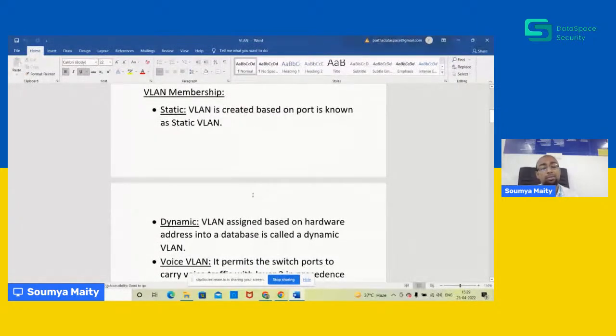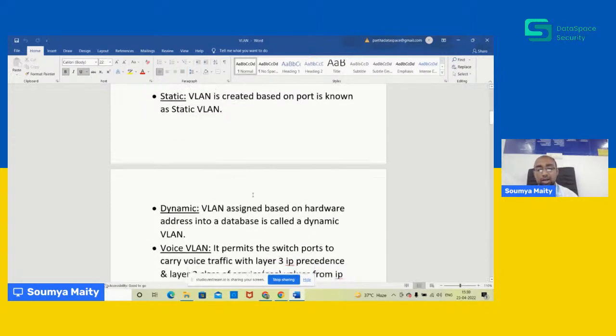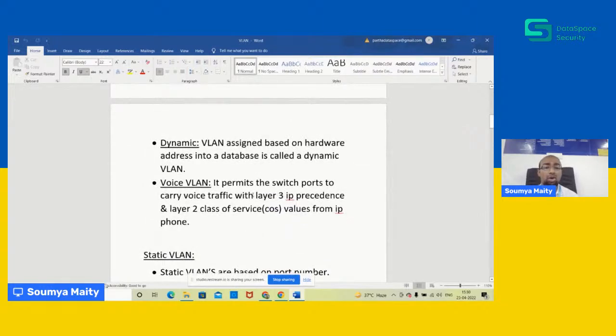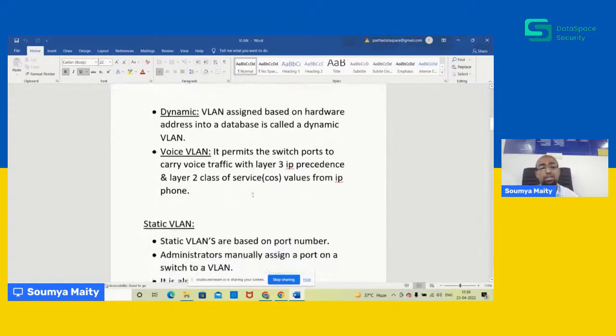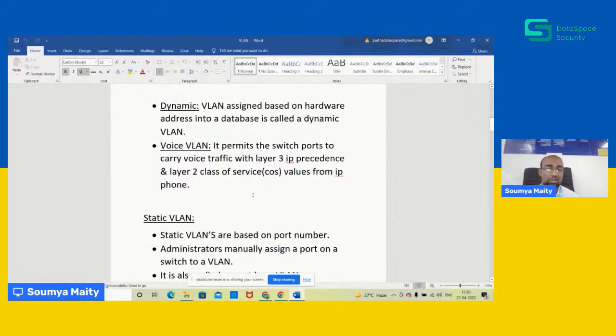There are three types of VLAN membership. The first one is static, the second is dynamic, and the last is voice VLAN. A VLAN created based on port is known as static VLAN. Next, dynamic: a VLAN assigned based on hardware address in a database is called a dynamic VLAN. Next is voice VLAN. It permits the switch ports to carry voice traffic with layer 3 IP precedence and layer 2 class of service. So through class of service, the IP phone will work through voice VLAN.